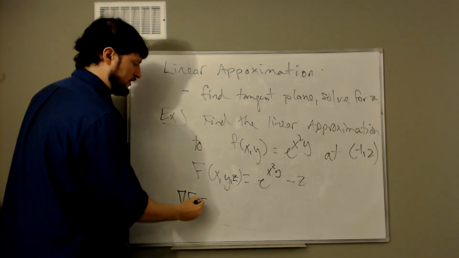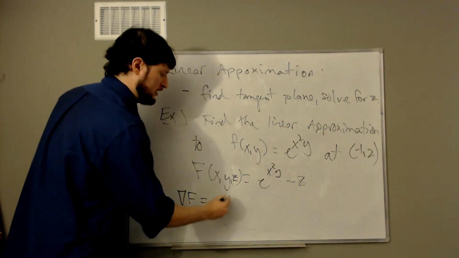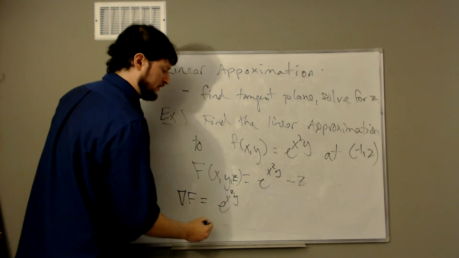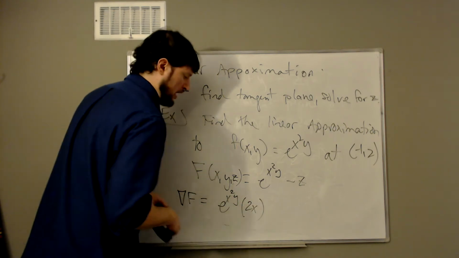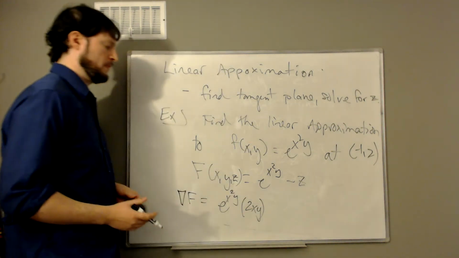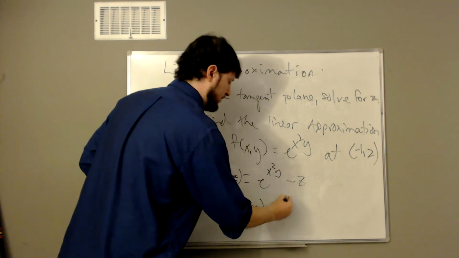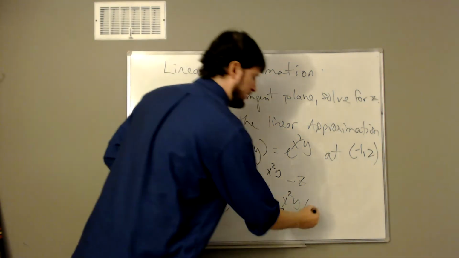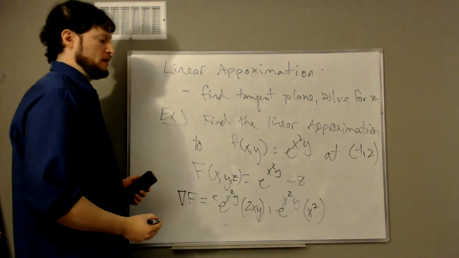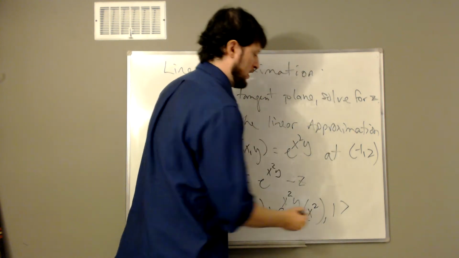Grad F is, if I take the derivative with respect to x, e to the exponent times the derivative of the exponent with respect to x, which is 2xy. The derivative with respect to y is e^(x²y) times the derivative of the exponent with respect to y, which is x². And the derivative with respect to z is minus 1.